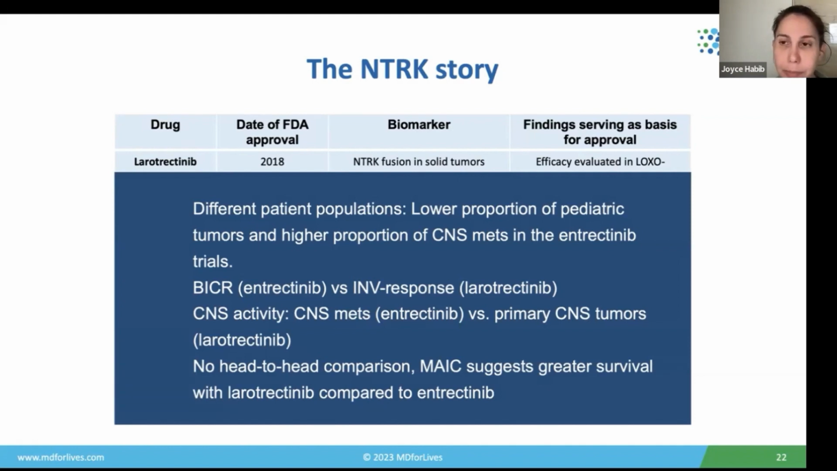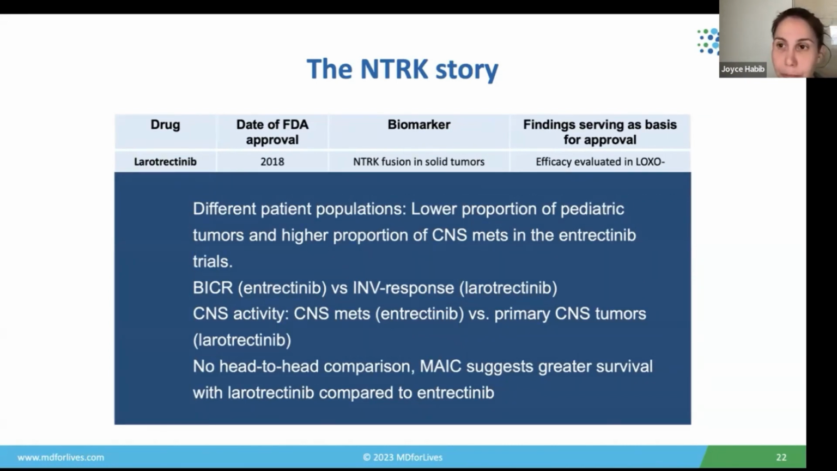Entrectinib is not a P-glycoprotein substrate, so it tends to go into the CNS and remain in the CNS, not moved out of the CNS. And if we look at the data on CNS metastasis, we have a lot more patients with CNS metastasis in the entrectinib trial compared to only 12 patients with CNS mets, not primary CNS tumor, with larotrectinib. And the intracranial response rate was 69% for entrectinib patients with CNS metastasis versus about 25% for patients in the larotrectinib trial.